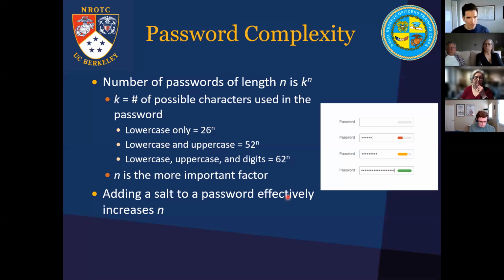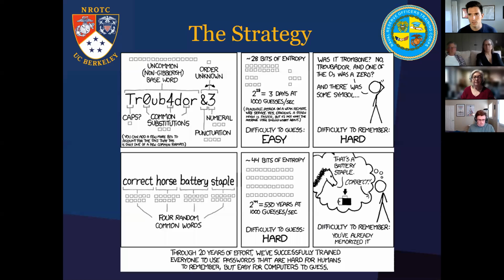So the more important factor here, and the one that you can control, is n, the length of your password. Therefore, adding a salt to a password effectively increases n. But you can also do this on your own. The way to do this is a little bit counterintuitive and contrary to most of the guidance and requirements you get for passwords. The strategy is effectively to just make a super long password.